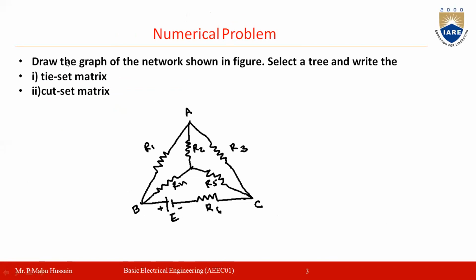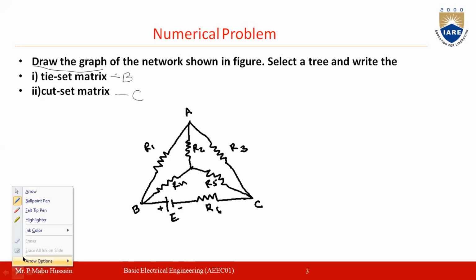Draw the graph of the network shown in the figure. Here you are given one electrical network. For this electrical network, first you have to draw the graph. Then select a tree and write the tie set matrix. The tie set matrix is represented with the letter B, and the cut set matrix with the letter C. So you need to develop those two.